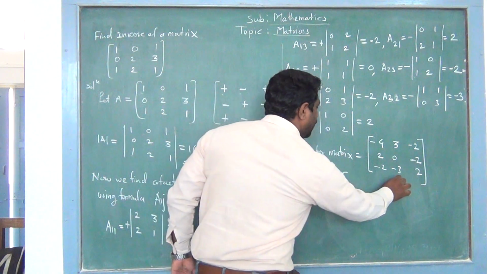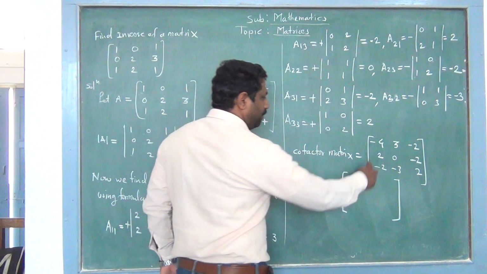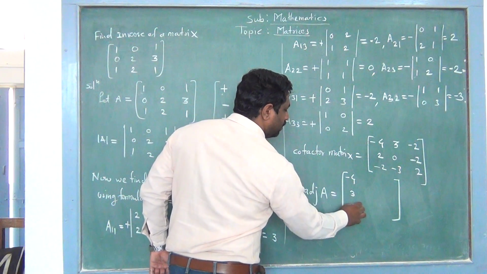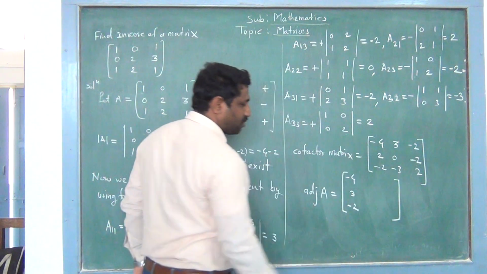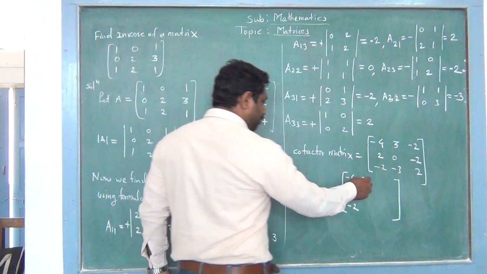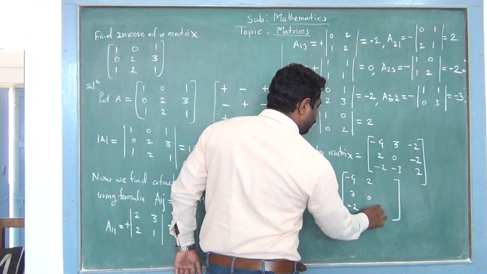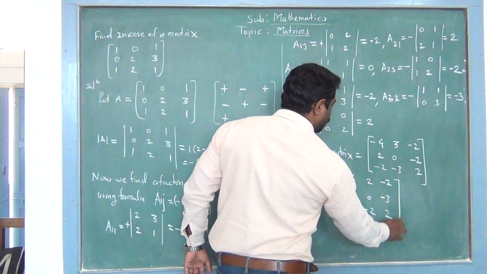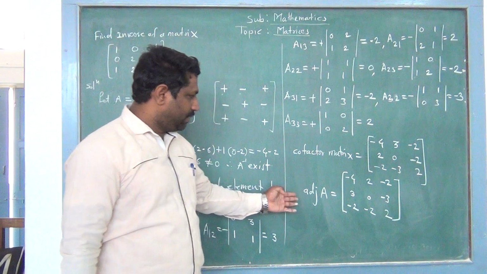So adjoint of A is equal to: first row becomes first column, so minus 4, 3, minus 2. Here first row becomes first column. Second row becomes second column, so 2, 0, minus 2. Third row becomes third column, minus 2, minus 3, 2. So this is the adjoint of A.